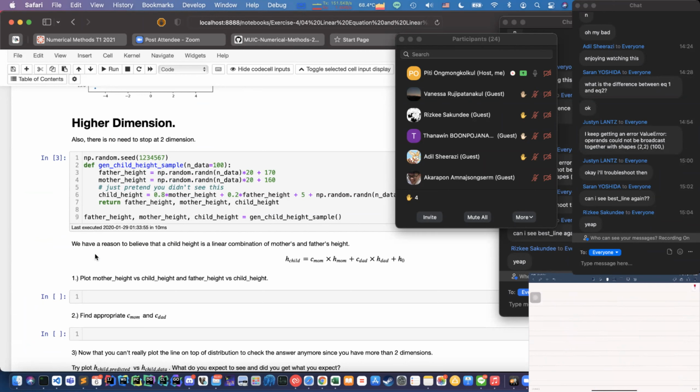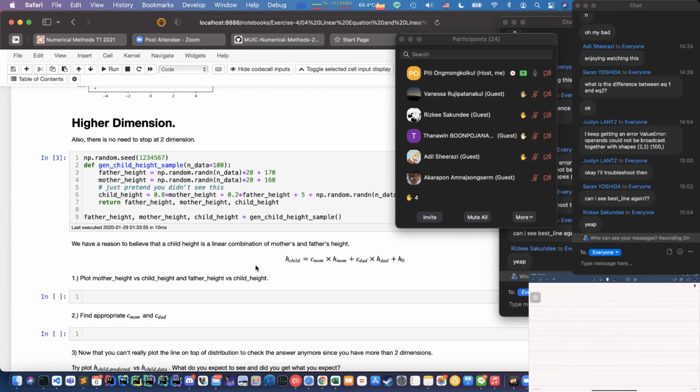Okay, so here's what we want to do. Remember what we did, right? We did y equals mx plus c. That's one dimension. That's boring. A whole bunch of things in the world are not one dimension. They are multiple dimensions. So for example, the height of the child, right?